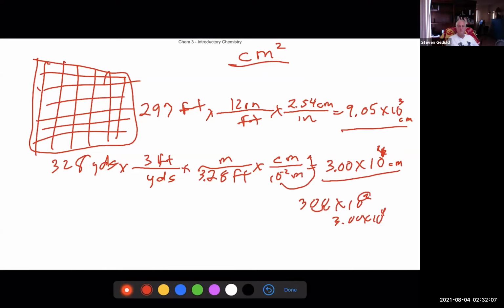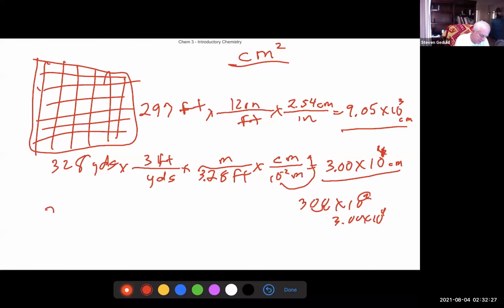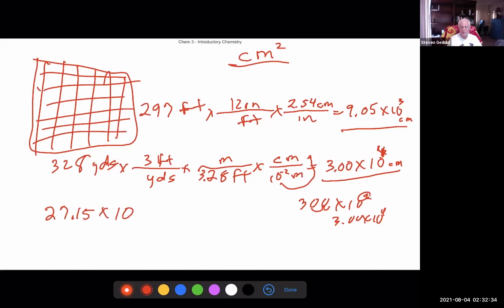So these are two numbers in centimeters. To get the area of the field, we multiply length times width. So we're going to take 9.05 times 10 to the 3 times 3.00 times 10 to the 4th, and we get 9.05 times 3.00, which is 27.15, times 10 to the, and when we multiply, we add the exponents, 10 to the 7 square centimeters.